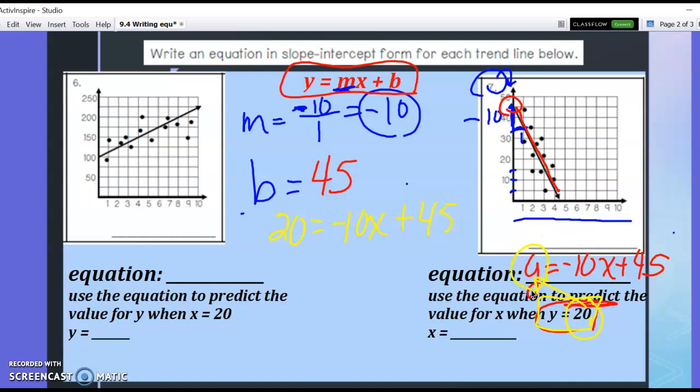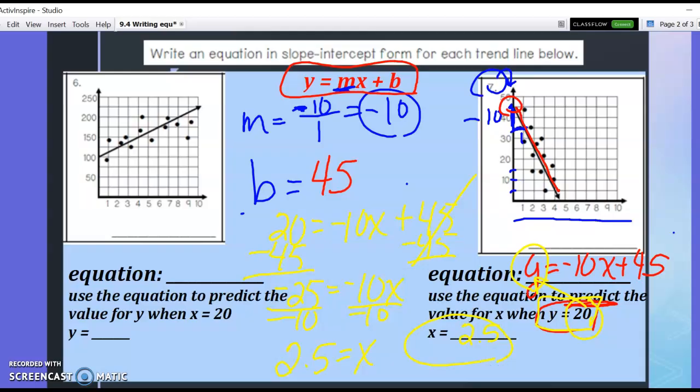Let's solve this. To solve it, we would subtract 45 from both sides, and we would get negative 25 equals negative 10x. Those are gone. Divide by negative 10. Negative 25 divided by negative 10 is positive 2.5. So my x value is about 2.5 when my y value is 20.